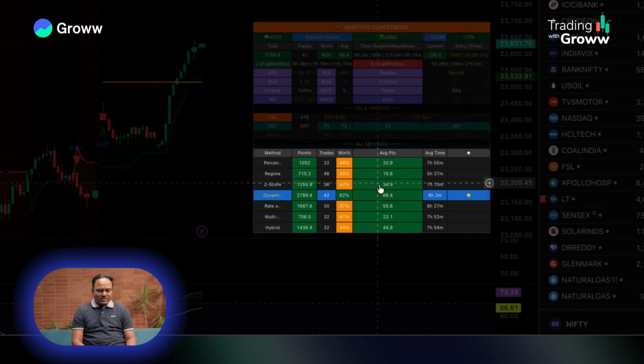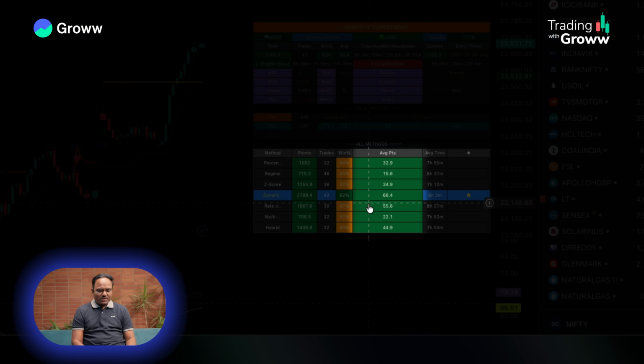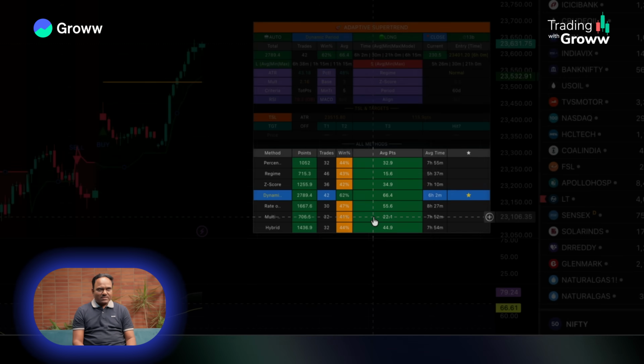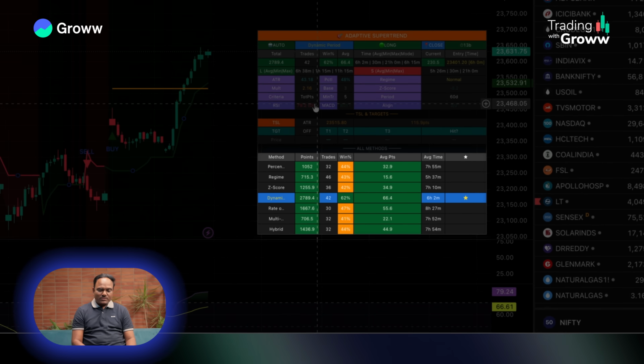You can see here, it also gives the points for an average trade. In a 60 days time frame, this would have probably taken about maybe 30 trades or 40 trades. Each trade, how many points it has given. So now this is so easy to use.